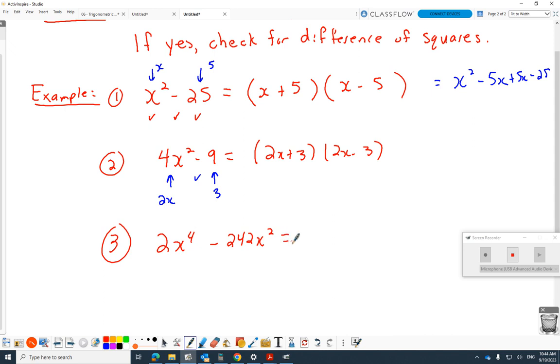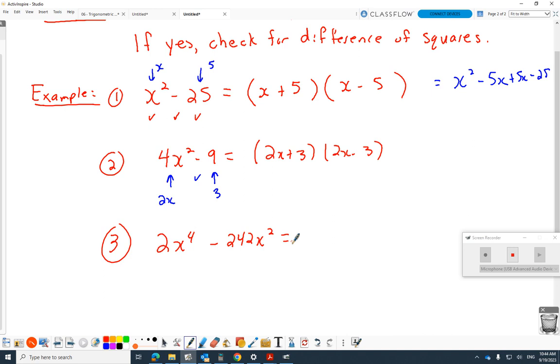2x to the fourth minus 242x squared. Is this two terms? Yes, it's two terms. So you might believe it's difference of squares. You go, is there something that squares to give 2? And there's not. Is there something that squares to give 242? There's not. And this is in your homework.